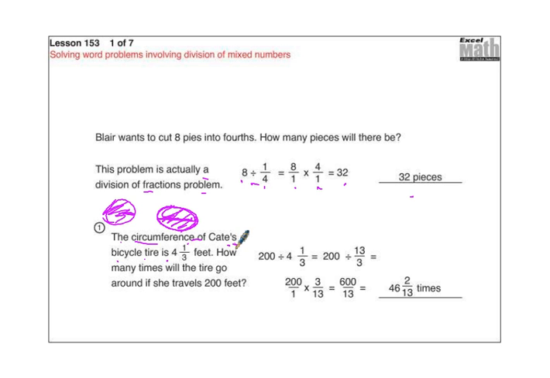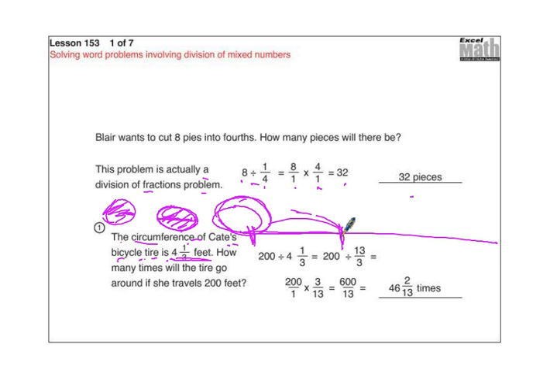But anyway, the circumference of Kate's bicycle tire is 4 1/3 feet. That means 4 1/3 feet around the tire. How many times will the tire go around if she travels 200 feet? So here's 200 feet. Let's just pretend it goes from here to here, and this bicycle tire is going to be spinning like this, right? It's going to spin 1 time around to go 4 1/3 feet. Does that make sense to you? Because the circumference is 4 1/3 feet, it takes 1 trip around to get from here to here, 4 1/3 feet. But we want to know how many times it's going to spin to go 200 feet. That's actually a division problem.